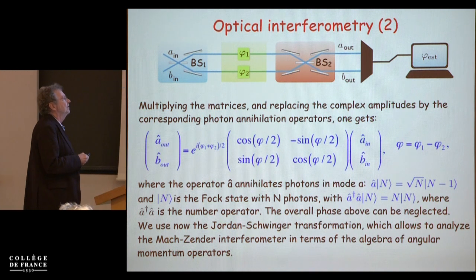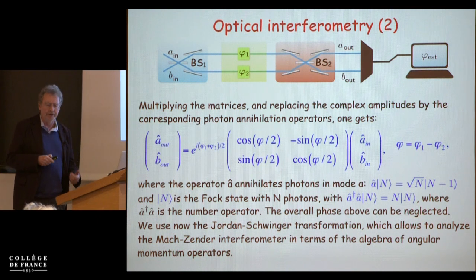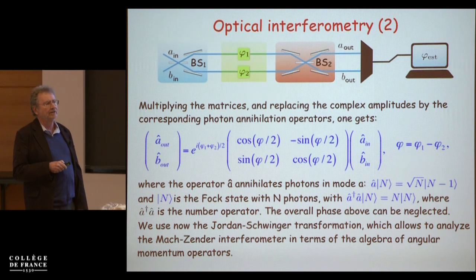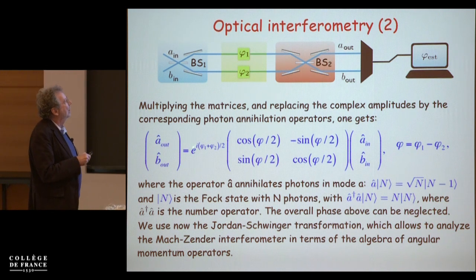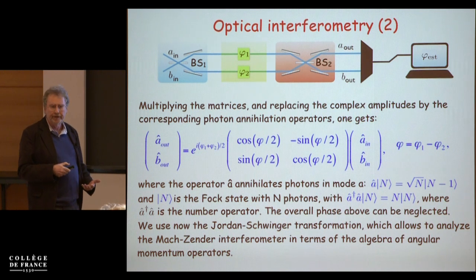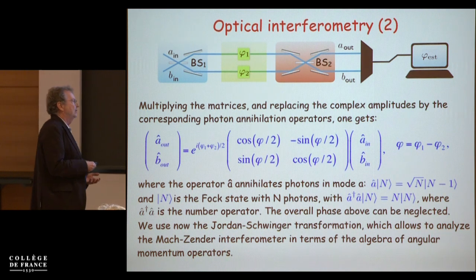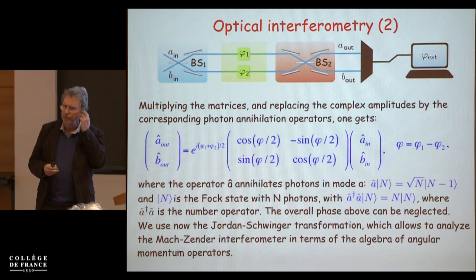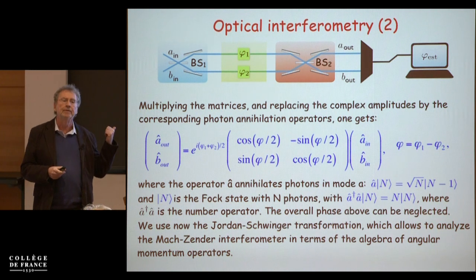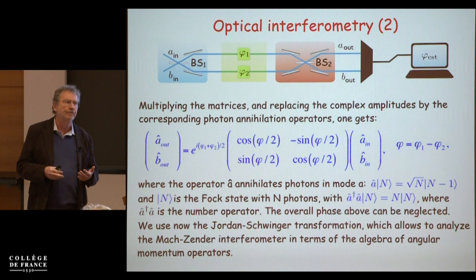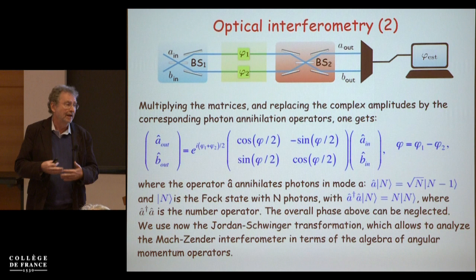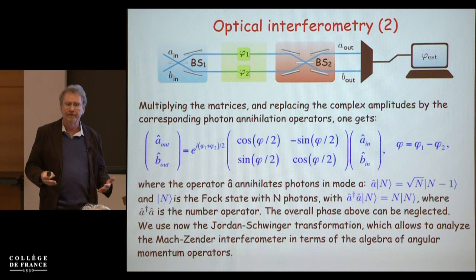And what we are going to do is to introduce new operators. This is sometimes called the Jordan-Schwinger transformation, which will allow us to analyze the Mach-Zehnder interferometer in terms of angular momentum operators. The advantage of that is that it unifies the treatment of different kinds of systems. So the treatment of optical interferometers will be formally the same as the treatment for atomic interferometry or for magnetometry. Okay, so it's the same thing.